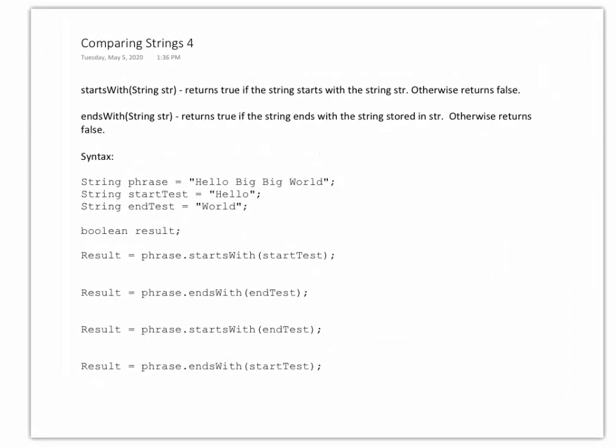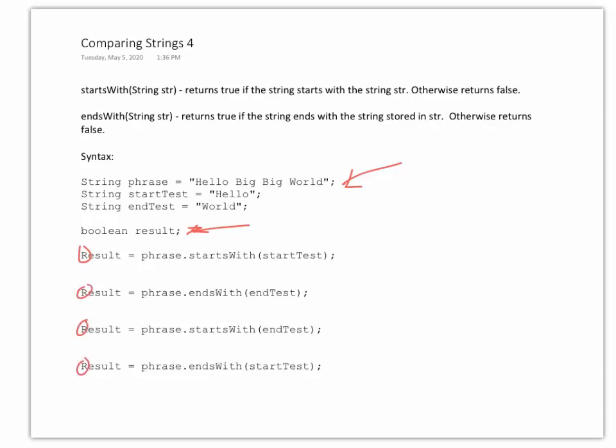Okay, and now for our last one, and that is starts with. If we want to find out if something starts with or ends with a specific string, we can use these two commands. I'm just going to go straight into the example. Here, again, I've got hello big big world, and I've got a start test, which is hello, and an end test, which is world. I've also created a Boolean result, because this creates a Boolean value. You can see I've got a typo here. These should all be small r's. Please ignore my typo.